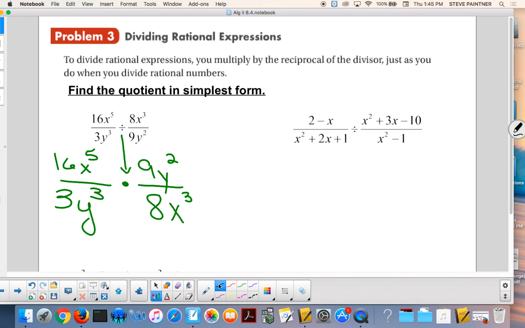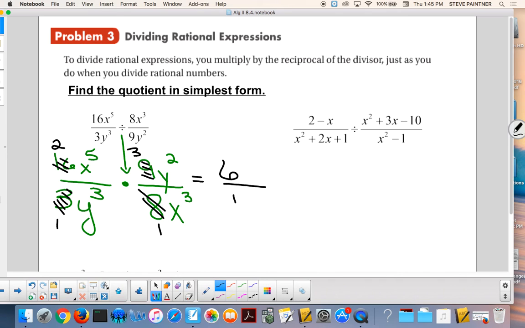16 and 8. 8 goes into 8 once. 8 goes into 16 twice. What else? 3. 3 goes into 3 once. 3 goes into 9 three times. Look at your numbers now. What's the number going to be? 2 times 3, 6. 1 times 1, 6 over 1. It's just 6, guys. That's all it is.